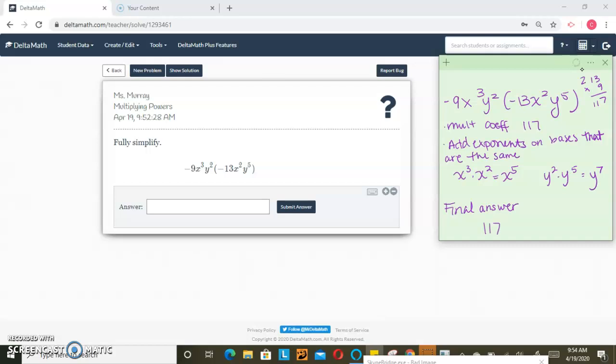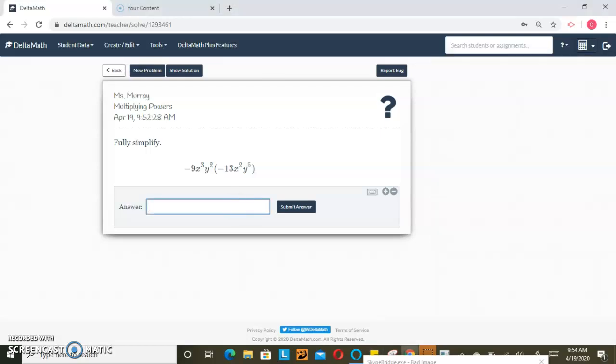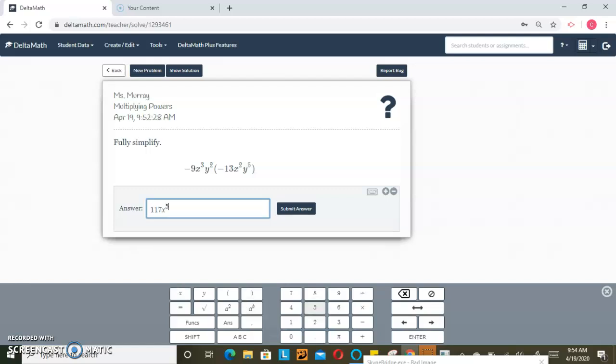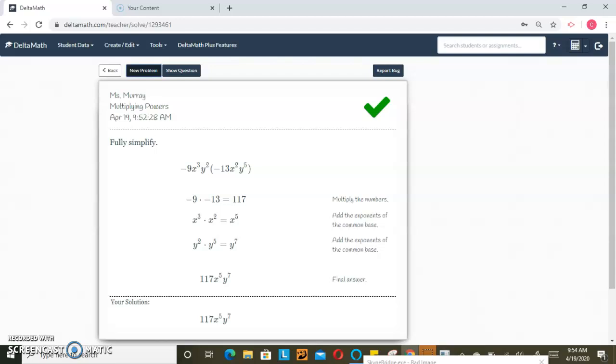I'm going to get 117. It's positive because I have a double negative. X to the 5th, y to the 7th. Notice I just write everything right next to each other. So I have, grab the keyboard, 117, x to the 5th power, get out of the exponent, y to the 7th power. Oh, I didn't hit my exponent. Okay, there we go.